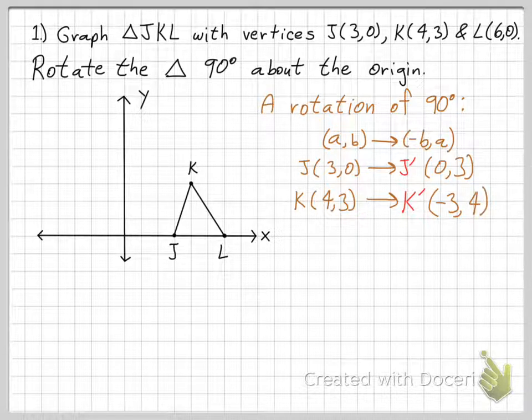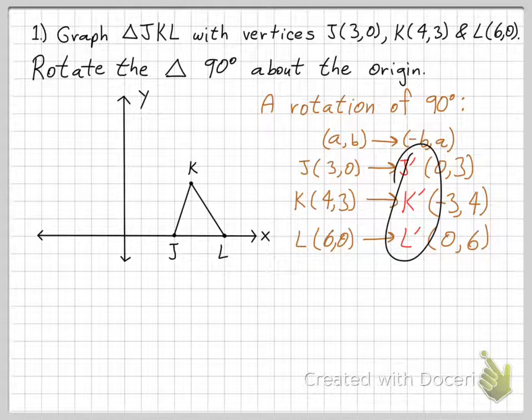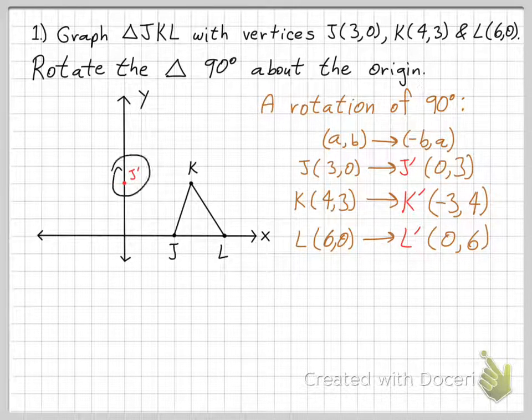Okay? And then moving right along with the L. If L is 6, 0, then L prime is going to be 0, 6. Okay, so I have now my J prime, K prime, L prime, and I will plot those points. So there's my J prime of 0, 3. Here's my K prime of negative 3, 4. And here is my L prime of 0, 6.